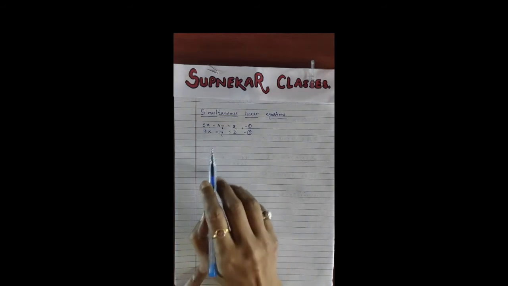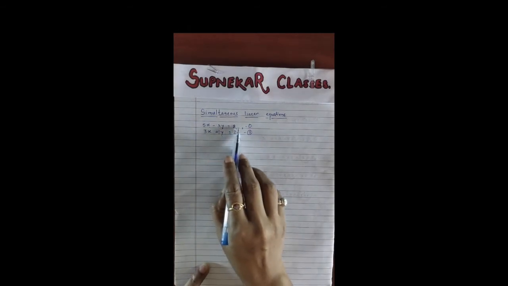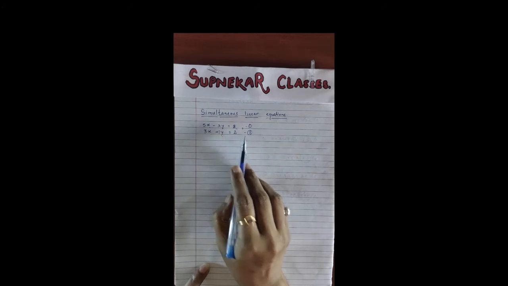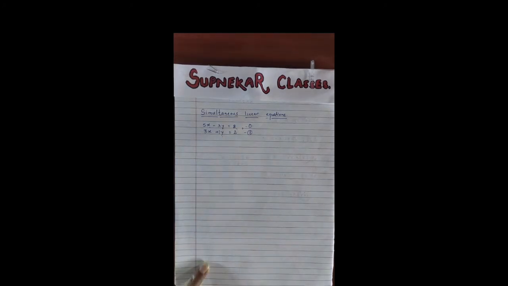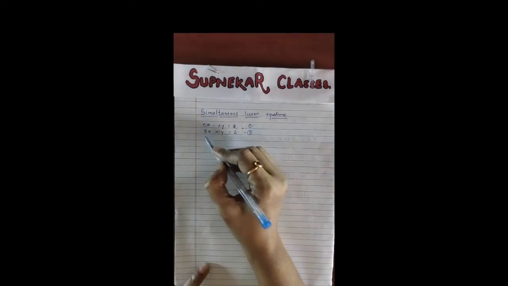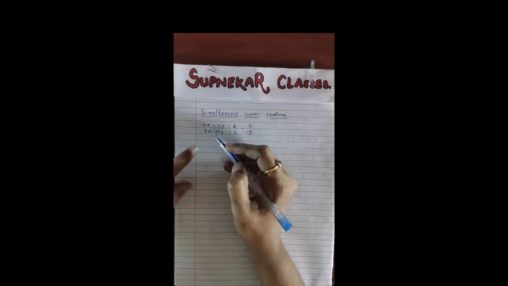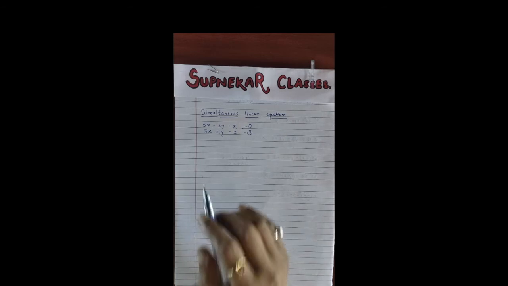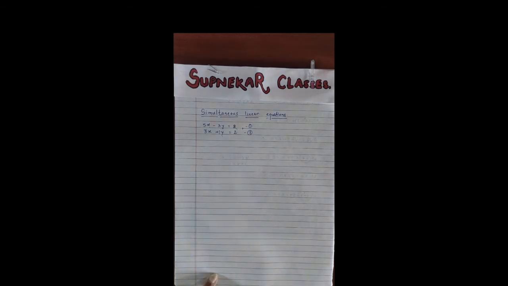And so the equation 5x minus 3y is equal to 8 is your first equation. 3x plus y is equal to 2 is your second equation. Now what is to be done? Now see, here there are two different coefficients in two different equations. Now we have to get the LCM of both these values. What do you mean by LCM?